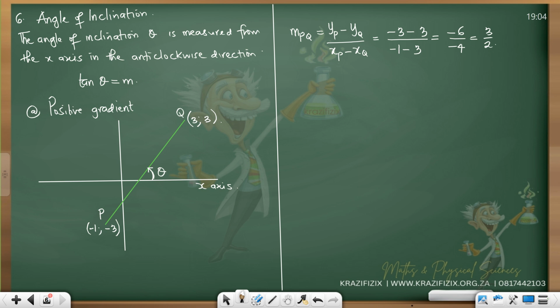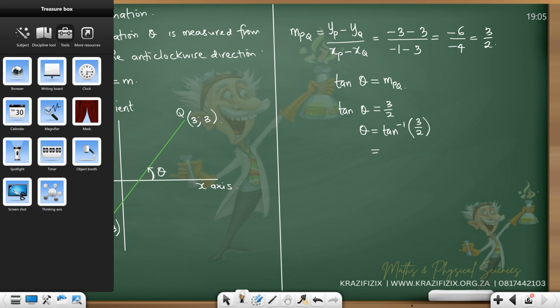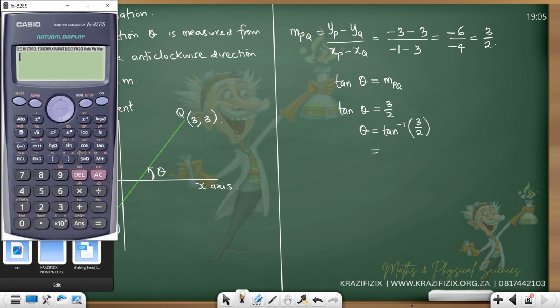And for theta, you would notice theta stops at that line PQ. Right. So tan theta equals the gradient of PQ. That's the line with which it connects. So tan theta equals 3 over 2. What is theta therefore? It's the arctan of 3 over 2. That's grade 10 as well. Finding the angle. Arctan of 3 over 2 is 56,31.